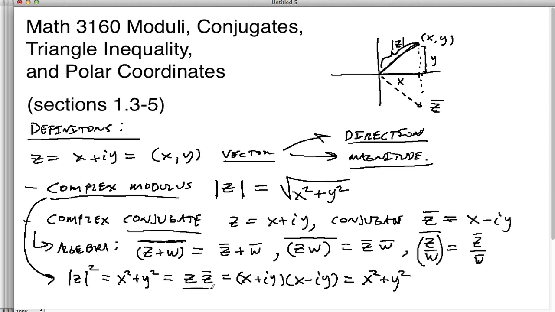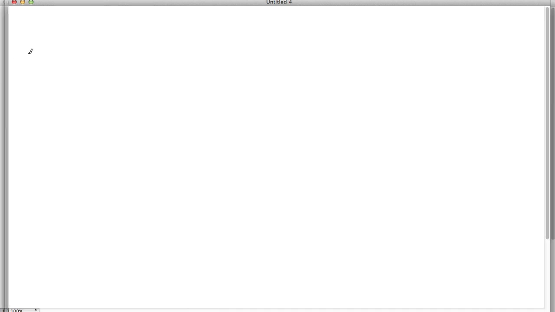So now we have a nice way of writing our modulus in terms of products of a complex number with its conjugate. So that's a really nice, efficient way to write things. All right, so let's move on to the next idea.